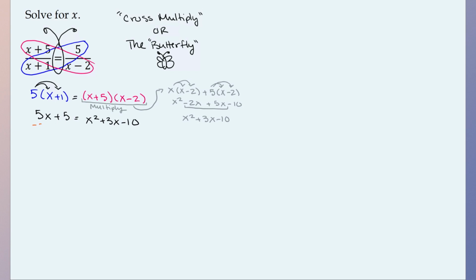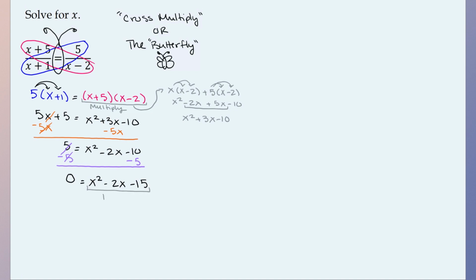From here, we're going to move everything on the left side over to the right side. So we're going to subtract 5x on both sides. We have 5 equals x squared minus 2x minus 10. Then I'm going to subtract the 5 as well to the other side. The reason is we want one of the sides equal to 0, because we're going to do that second favorite F word, factoring. So I have 0 equals x squared minus 2x minus 15. So we're going to factor this and then we can finally solve for x.